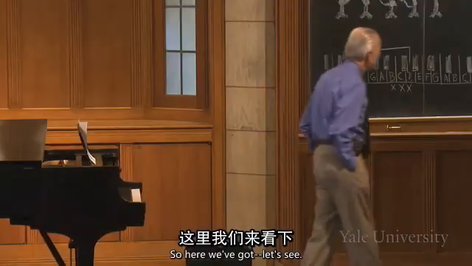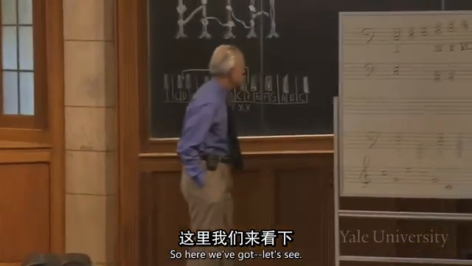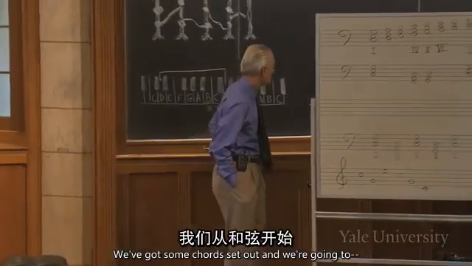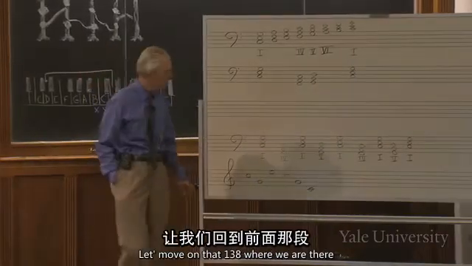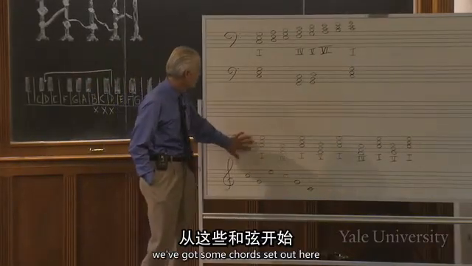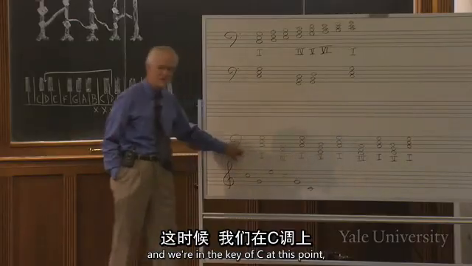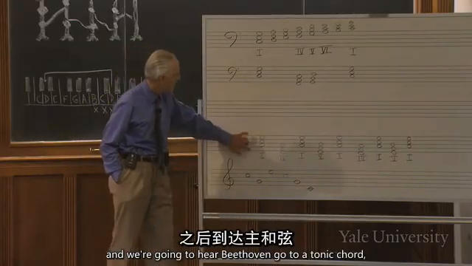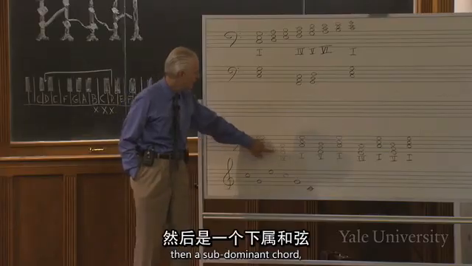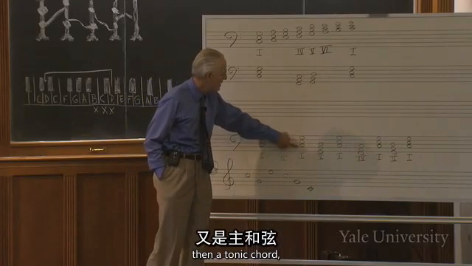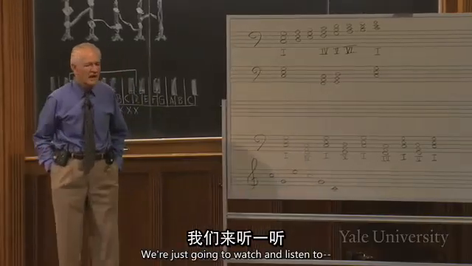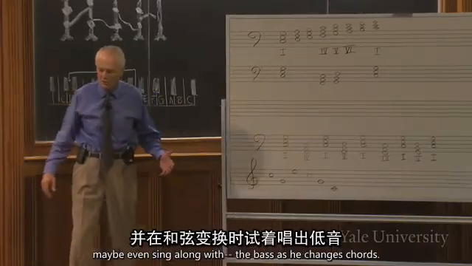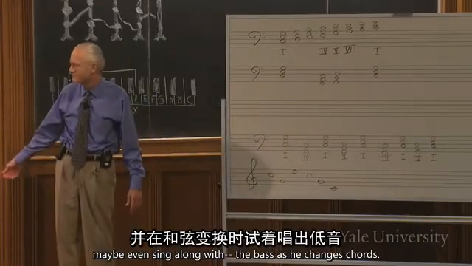So here we've got some chords set out, and let's move it along to about 138 or wherever we are there. We've got some chords set out here, and we're in the key of C at this point. We're going to hear Beethoven go to a tonic chord, then a subdominant chord, then a tonic chord, then a dominant chord, and so on. We're just going to watch how, and listen to, maybe even sing along with the bass as he changes chords.